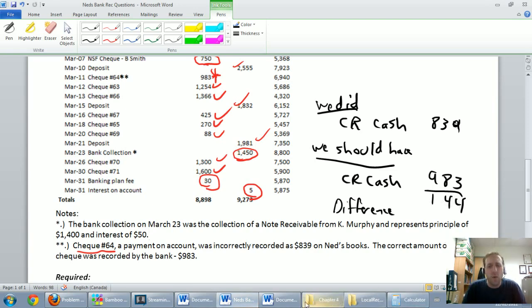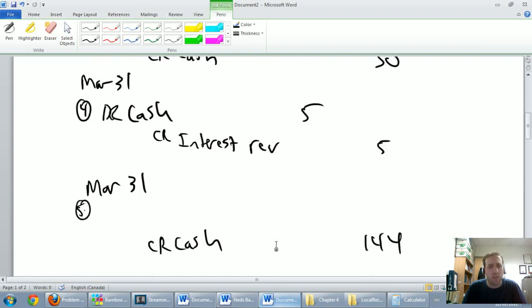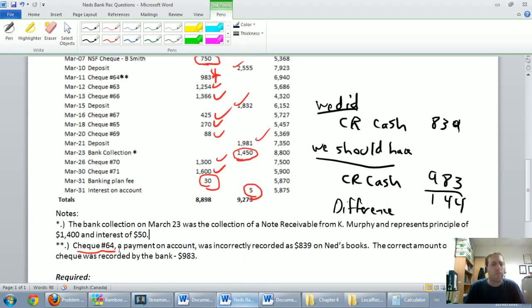But now we got to say, well, what was the other side of that transaction, right? What do I need to debit to fix that? I fixed cash, but I've obviously got to fix something else. If I didn't deal with cash properly, I didn't deal with some other account properly as well. I messed up another account. So let's read the notes here. Check 64, a payment on account was incorrectly recorded as 839 on Ned's books. The correct amount of the check was recorded by the bank, 983.